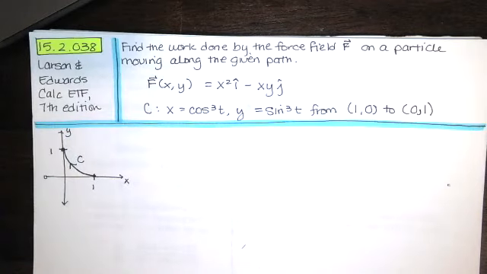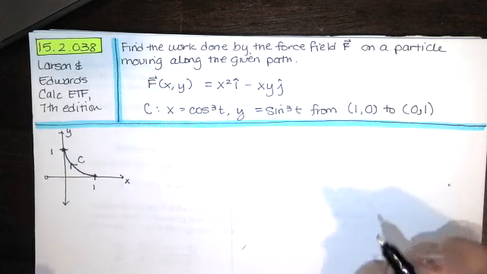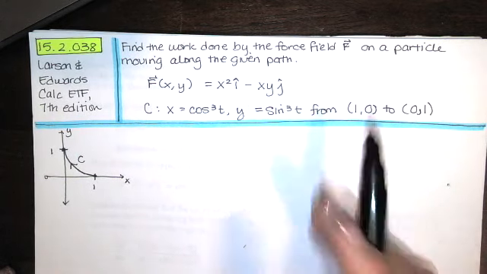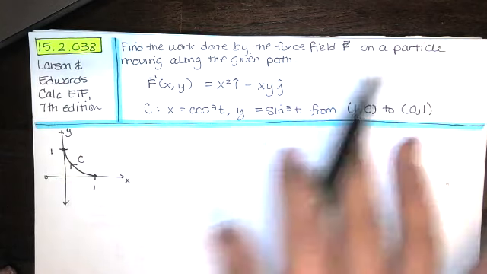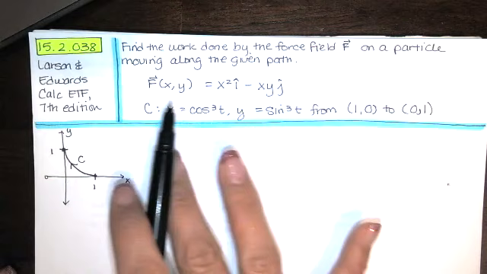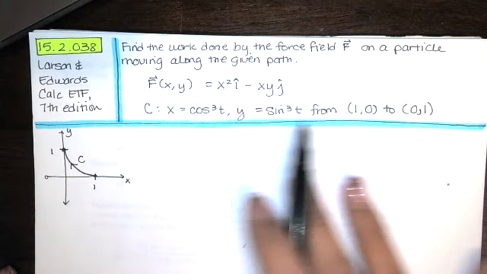In this video, we solve problem 15.2.038 from the Larson and Edwards Calculus Early Transcendental Functions text, 7th edition. We're asked to find the work done by the force field F on a particle moving along the given path. And we're given this as our field, and we're given this as our path.